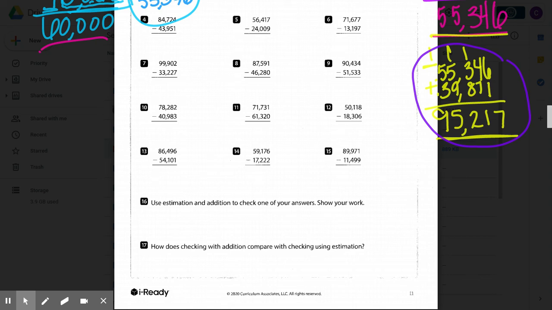Number 17, how does checking with addition compare with checking using estimation? So you're going to go through and you're going to explain on number 17, how is checking with addition different or the same as checking using estimation?